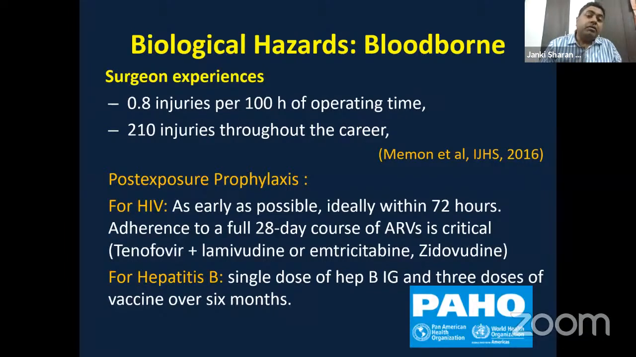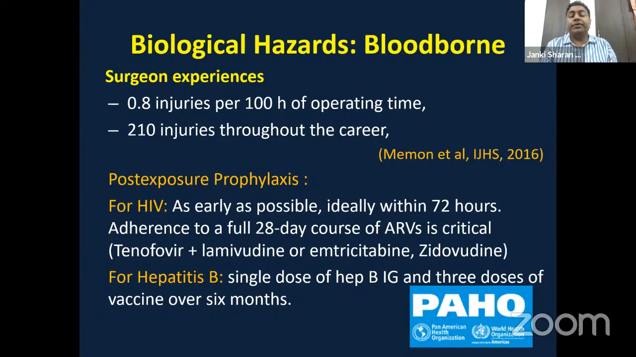So about the post-exposure prophylaxis, there are good antiviral drugs available for HIV, of which at least 2 antiviral drugs are recommended, one with tenofovir and lamivudine or emtricitabine, although it is not the same everywhere. Like for children, it is a different one.